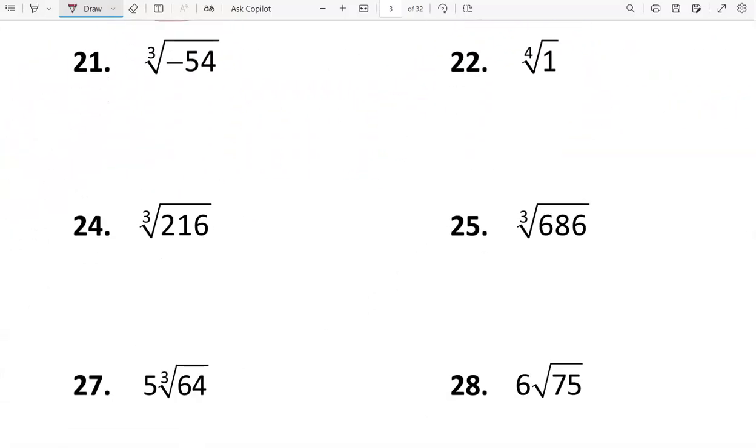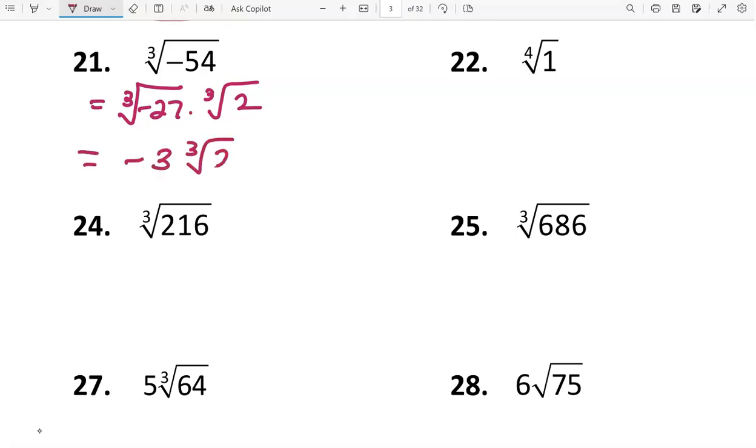In 21, we're looking for a perfect cube factor, and in fact, we can factor out that cube root of a negative first. So we can factor this into the cube root of negative 27 times the cube root of 2, and that will give us negative 3 times the cube root of 2.